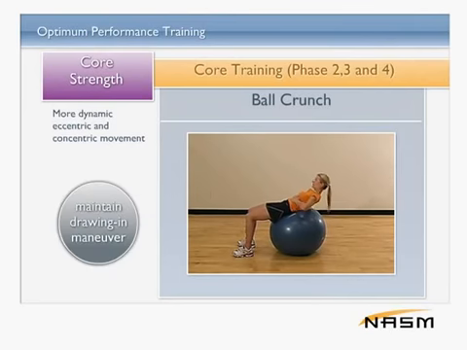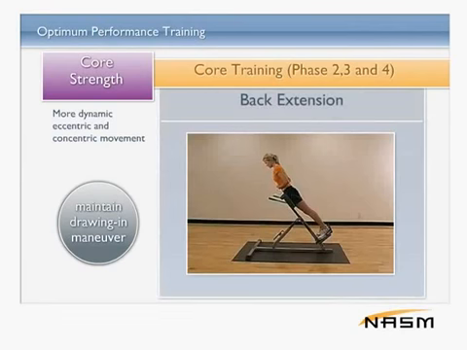Perform the drawing-in maneuver and flex the spine, raising shoulder blades off the ball and tucking in the chin. Slowly lower the upper body over the ball, maintaining a drawn-in position. Repeat as instructed. Second, a back extension.